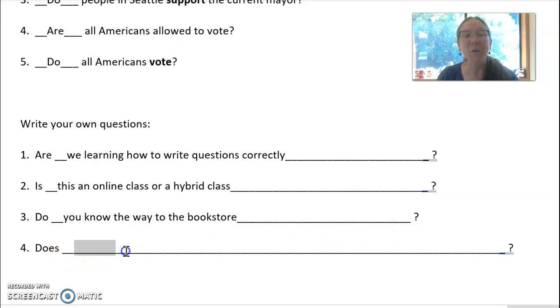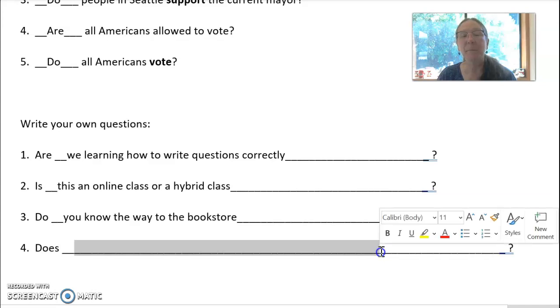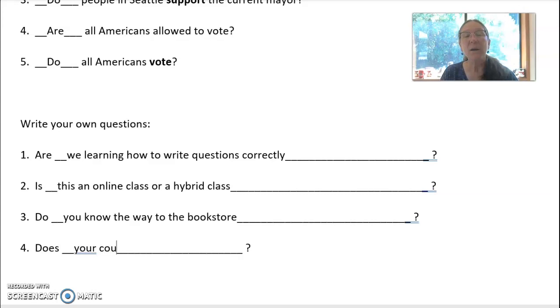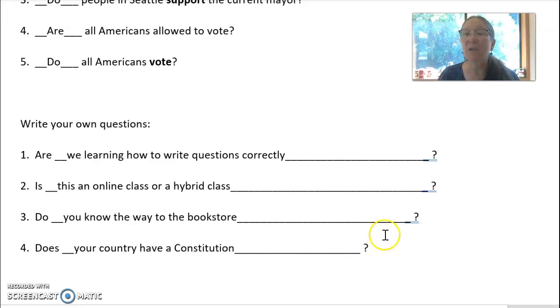And then finally, for my does, I'm going to try to write about laws of the land. Does your country have a constitution? Does your country have a constitution? Your country is singular. And so have is the base form here. And so this question is correct.